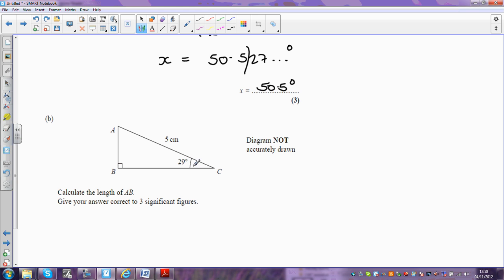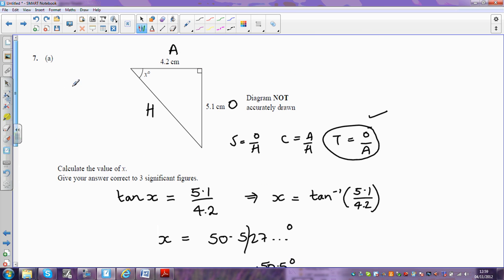We've got this 29 degrees. Label the triangle again. We've got the hypotenuse there. The opposite to the angle is there. The adjacent is there. This time, we need to find the length of AB, which is the opposite. We know the hypotenuse. In other words, if we go back to our formulae, the only one that uses O and H is this one, which is sine.